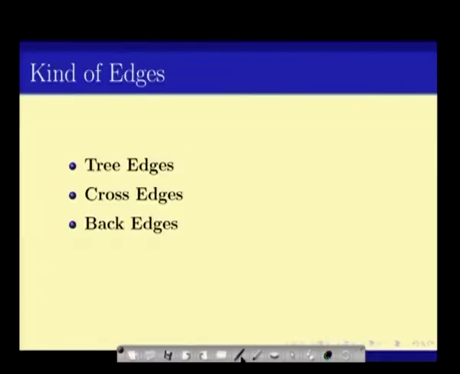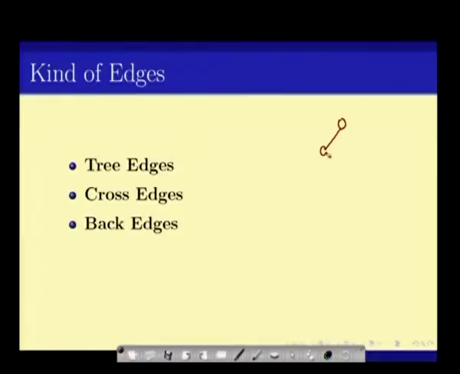Welcome back after the break. So, before the break we looked at the DFS algorithm, and note that in this DFS algorithm we had three kinds of edges. Let me draw some.